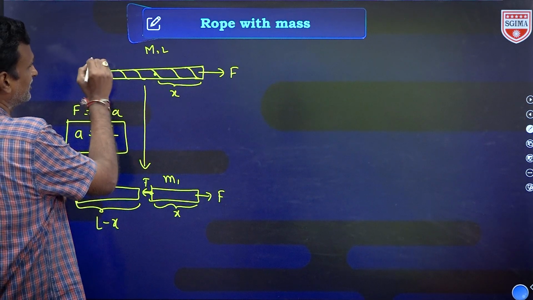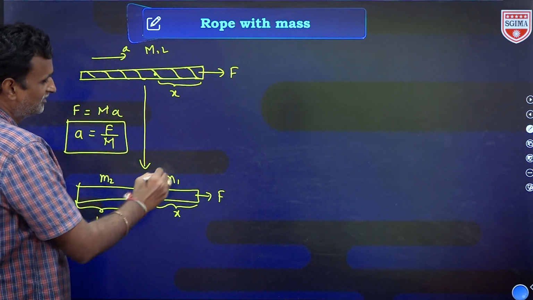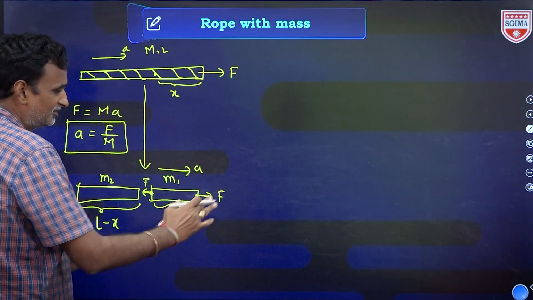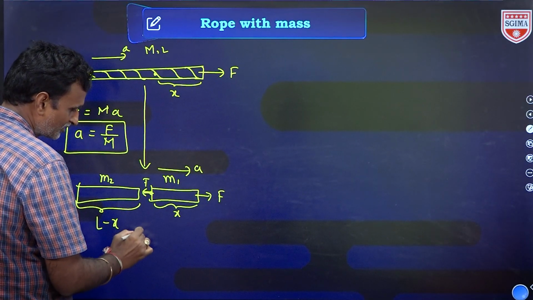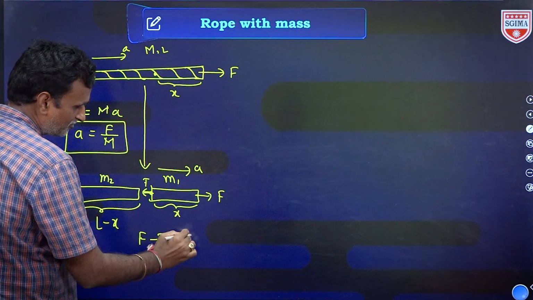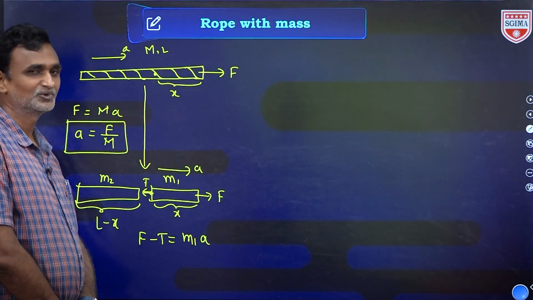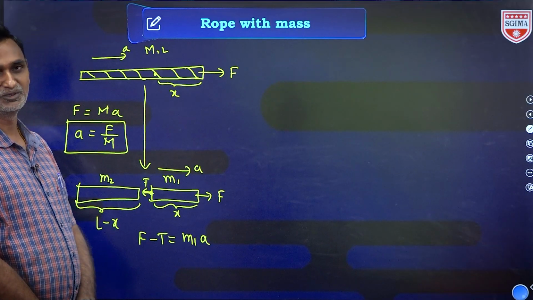The total rope is moving to the right with acceleration A. Then this also moves to the right with acceleration A. So F minus T equals M1 A. But do we know M1? No, we don't know. We need to find the M1 value.